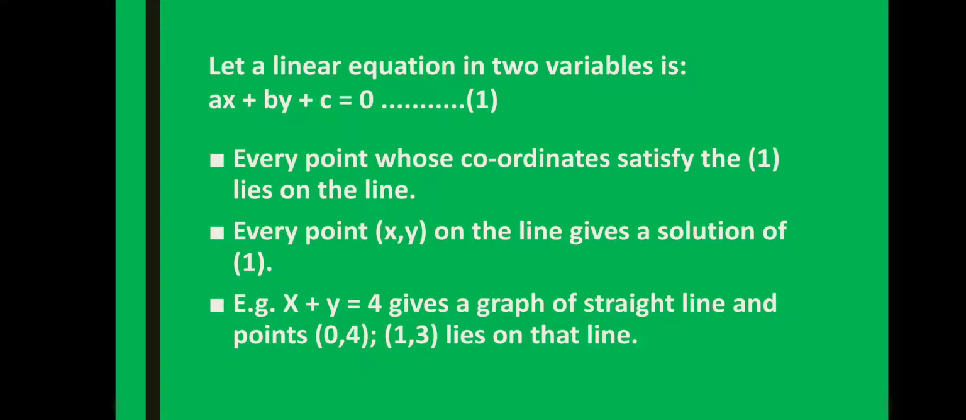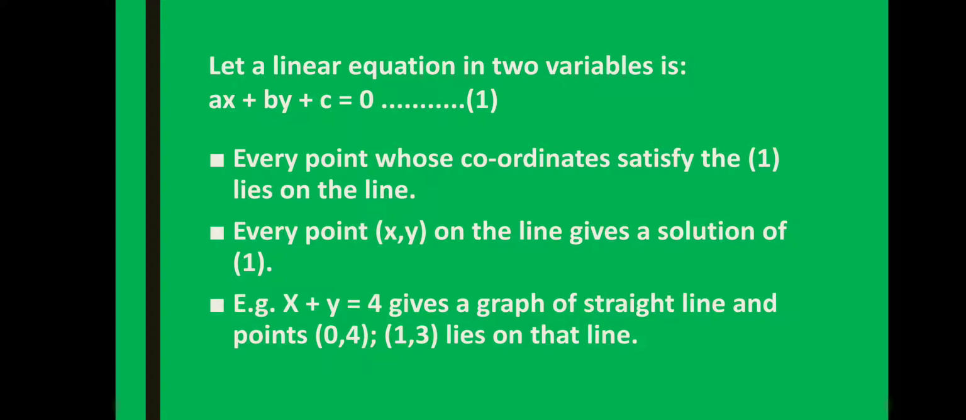So the points 0, 4 and 1, 3 lie on that line. When we got the solution for this equation, when we put x is equal to 0, then y will be 4, and when we put x is equal to 1, then y is equal to 3. Because the sum of the x and y coordinates must be equal to 4. So if x is 0, then y is equal to 4. If x is equal to 1, then y is equal to 3. Similarly, if x is equal to 2, then y is equal to 2. So the sum of these two numbers must be equal to 4.